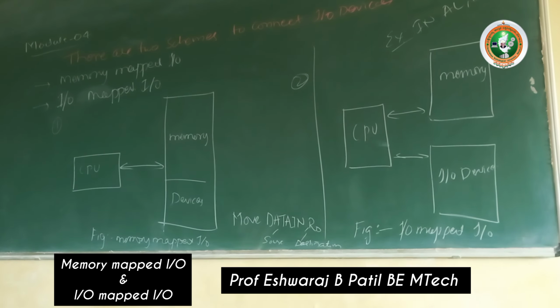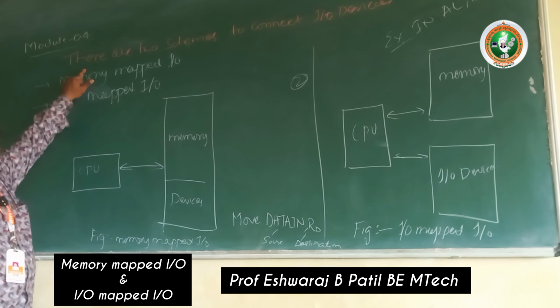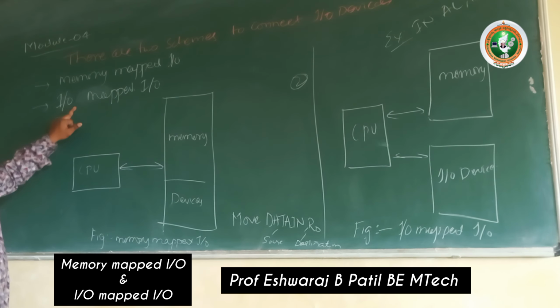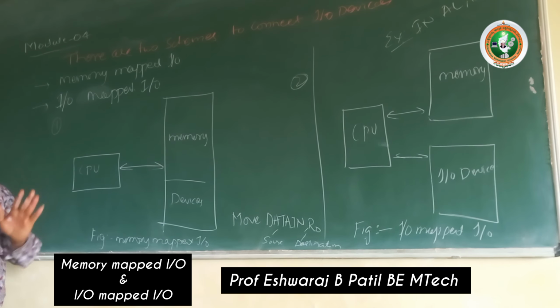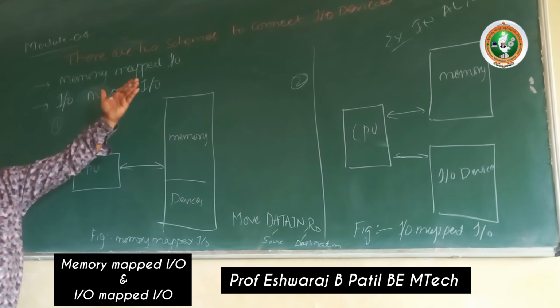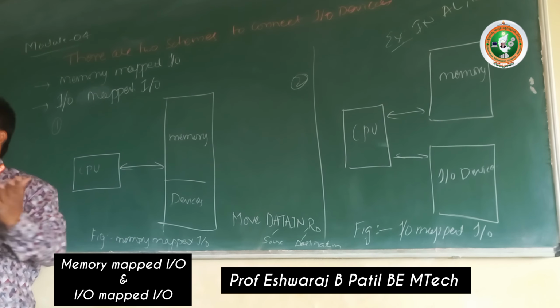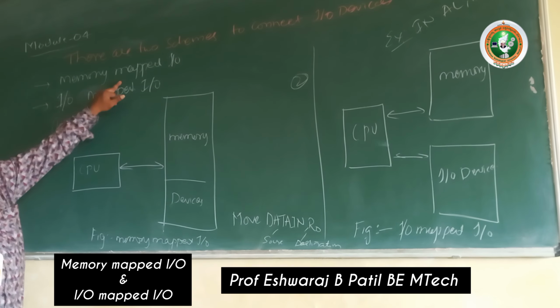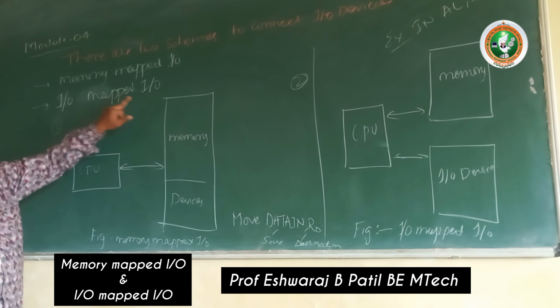Okay, this is the main question. They are asking in the examination: explain memory mapped IO related to IO devices. There are two schemes available to connect the IO devices to the CPU processor. One is memory mapped IO, another one is IO mapped IO.